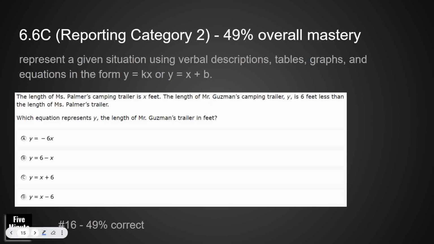All right, 6.6C in reported category 2, we had 49% overall mastery. We're representing given situations. In this case, we've got a verbal description. We need to represent it in an equation.